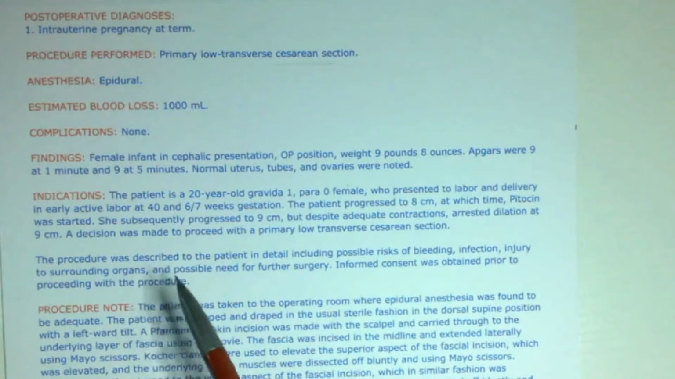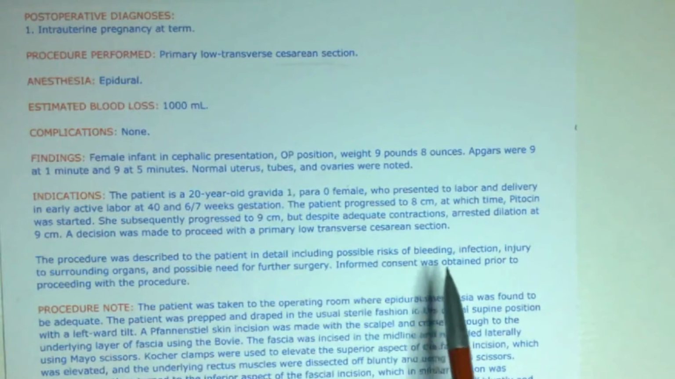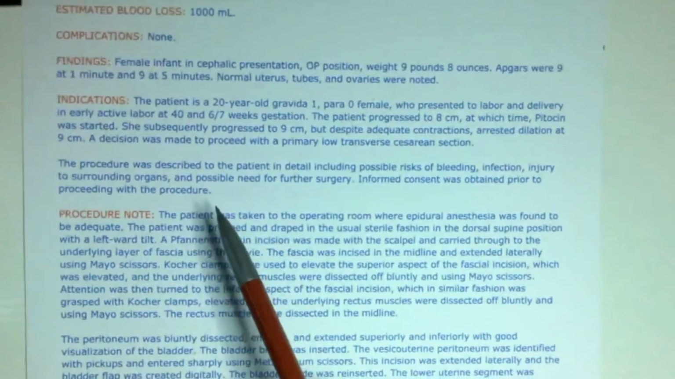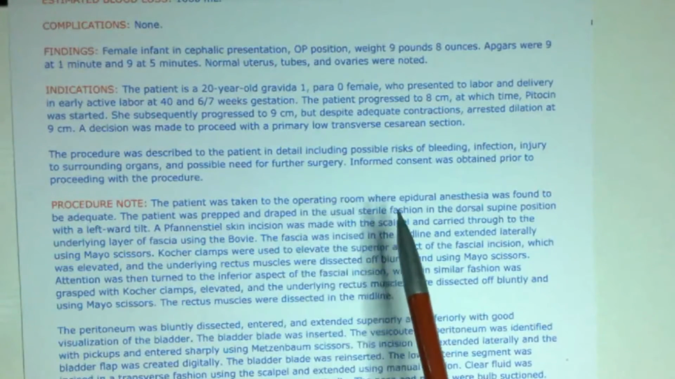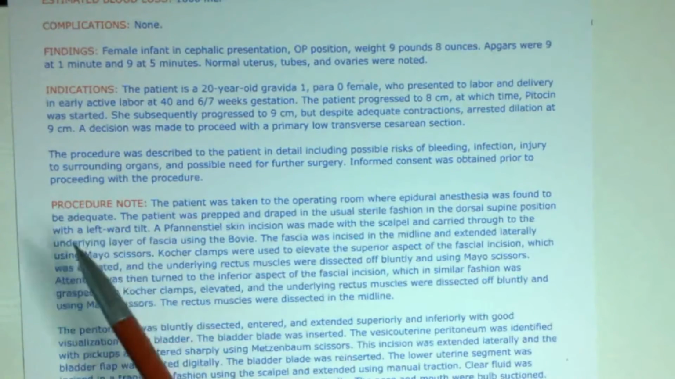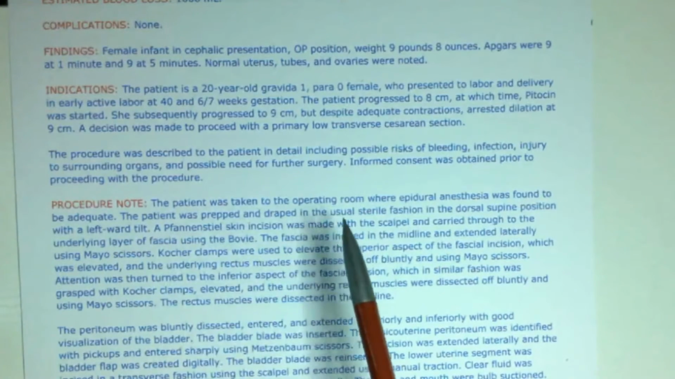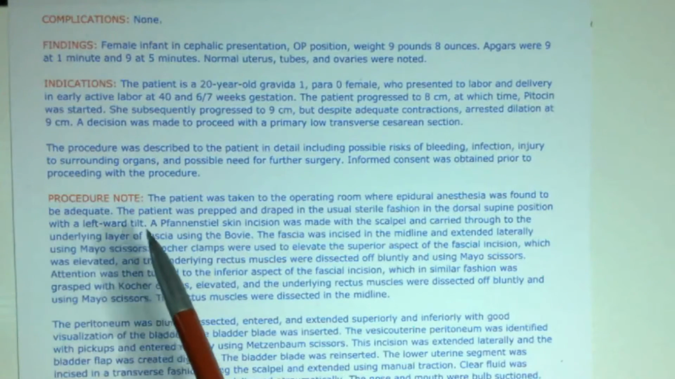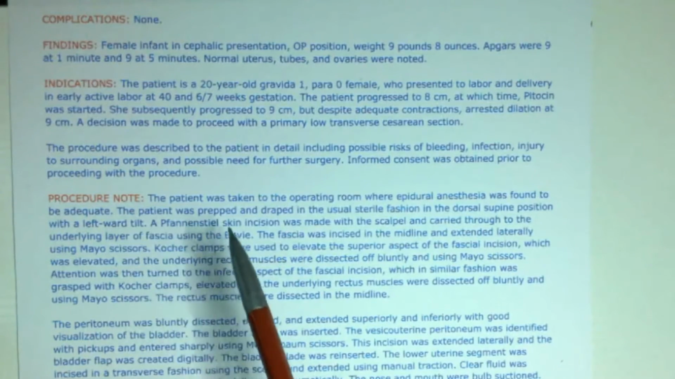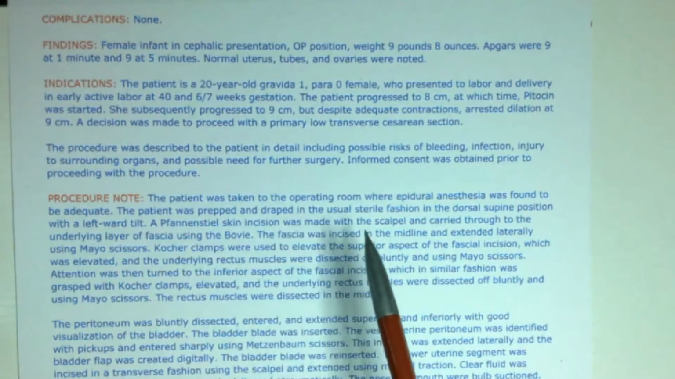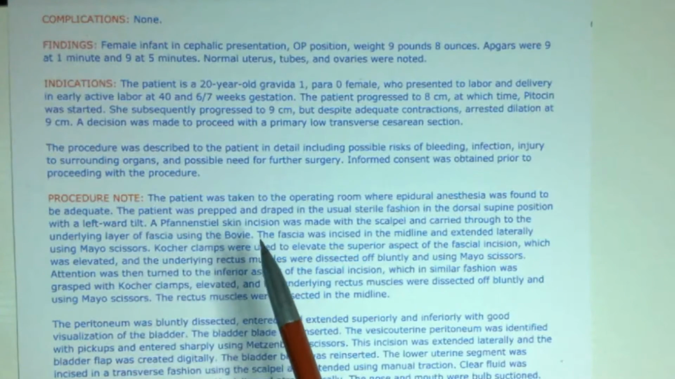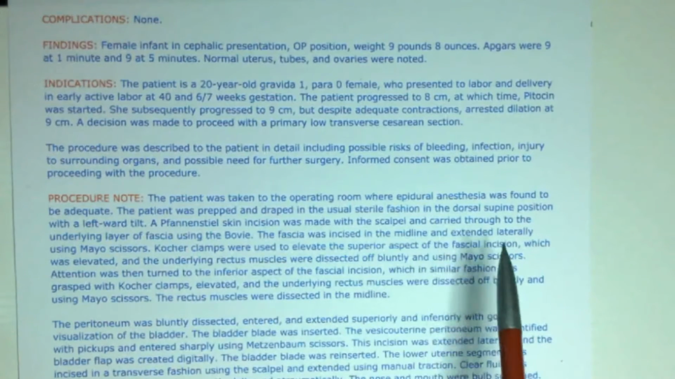The procedure was described to the patient in detail, and they're basically just saying that they got consent from the patient here. Patient was taken to the operating room where epidural anesthesia was found to be adequate. The patient was prepped and draped in the usual sterile fashion in the dorsal supine position with a leftward tilt. A Pfannenstiel skin incision was made with the scalpel and carried through to the underlying layer of fascia using Bovie. The fascia was incised in the midline and extended laterally.